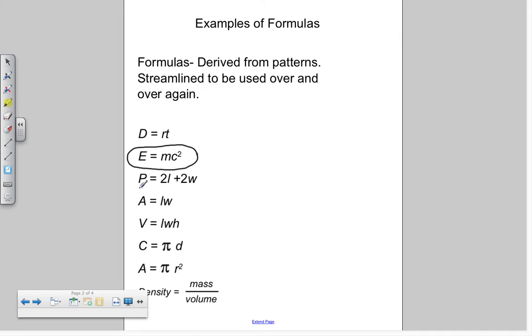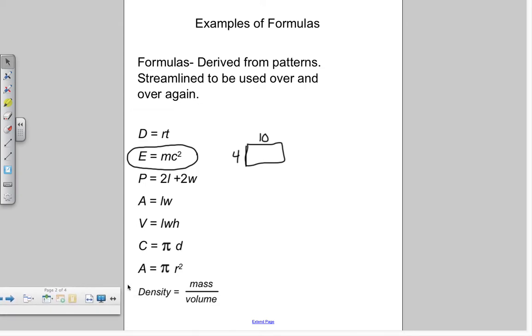How about this one? Perimeter equals 2 times the length plus 2 times the width. Well, if I gave you a shape, you could probably figure out the perimeter without that formula, couldn't you? As long as you had the width and the length, you could figure out the rest. But you could also use the formula to make it faster, perhaps. Area equals length times width. Volume equals length times width times height. Circumference equals pi times diameter. Area equals pi times radius squared. And then density equals mass over volume.